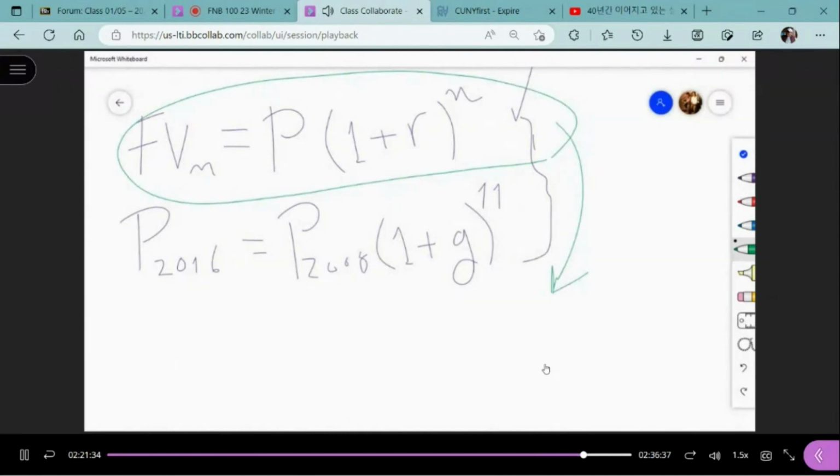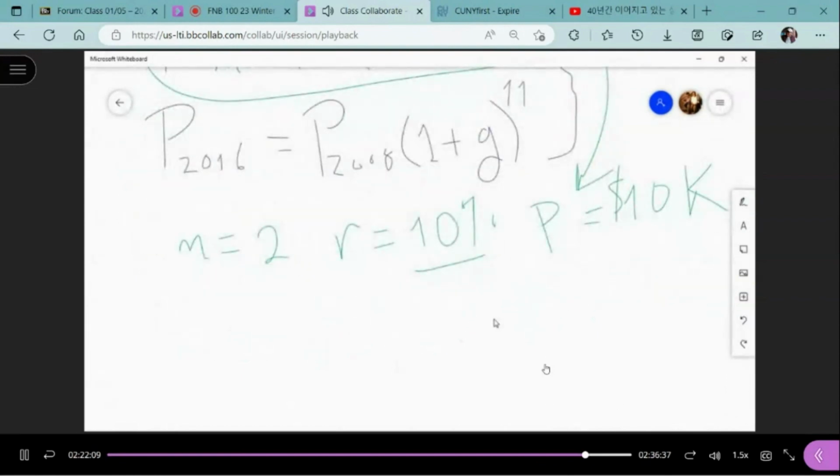In the long term, in the capital market, right? Suppose N is 2, R is 10%, of course, and then P is 10K. So that means if you put your 10K in a bank that pays a 10% interest rate for 2 years, what's going to be there in your account 2 years later? In other words, that's called FV2.